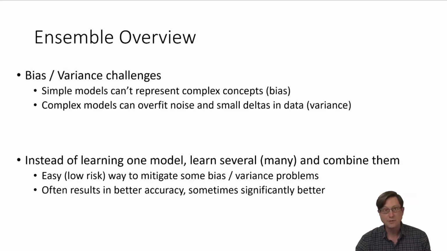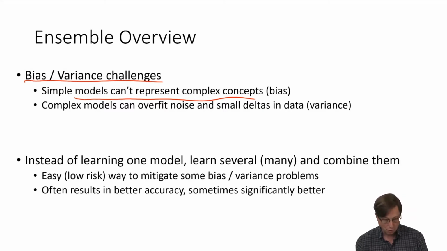But just to remind you, we're doing ensembles to help us have new tools to deal with the bias variance trade-off challenges that all models have. Simple models can't represent complex concepts because they will have bias. But if you use more complex models that don't have such strong biases, you will tend to have variance problems where you overreact to small changes in the data.